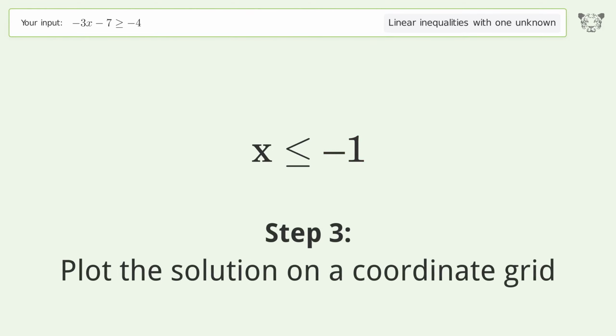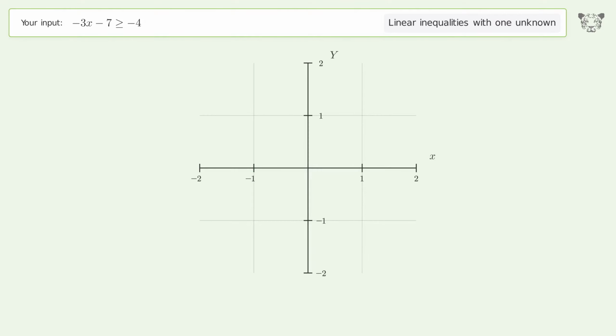Plot the solution on a coordinate grid. And so the final result is x equal or smaller than -1.